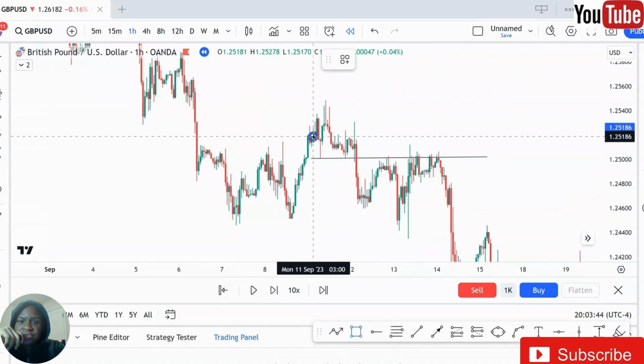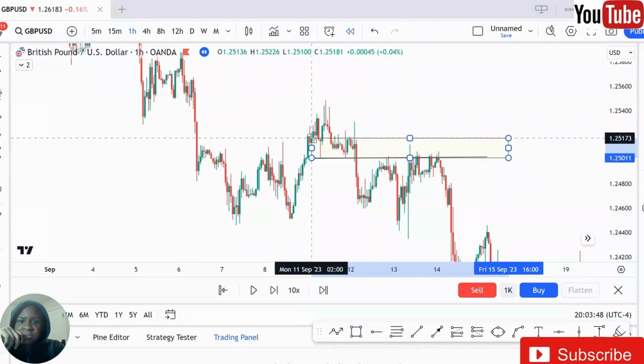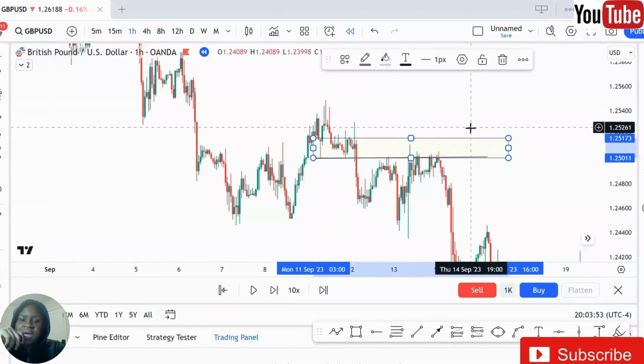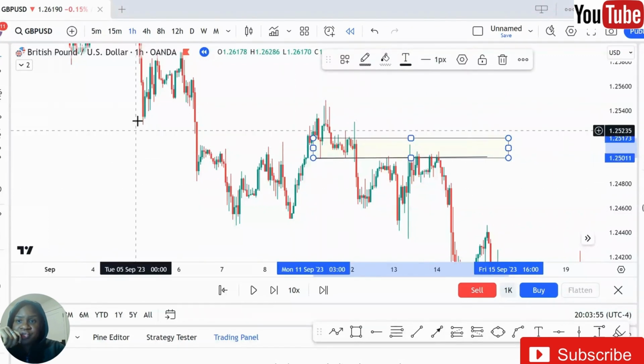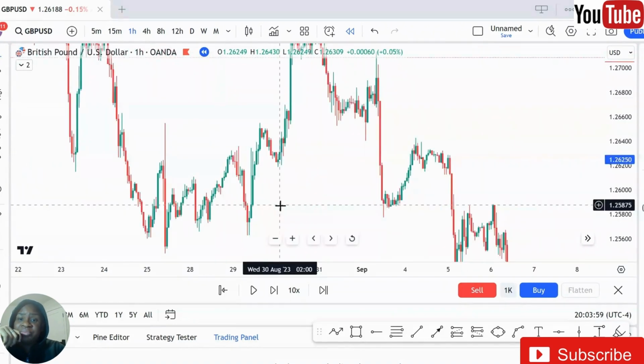Not to confuse you, I'll use a box. This last candle, because it's a swing point, is your mitigation block. So I hope this video can make an impact in your trading. You can go around the charts and try to locate mitigation blocks and breaker blocks.